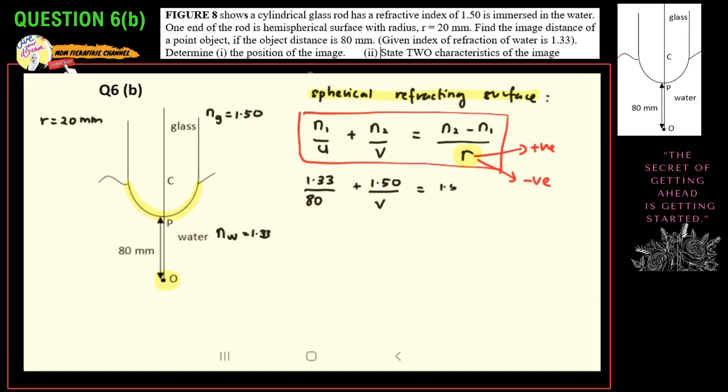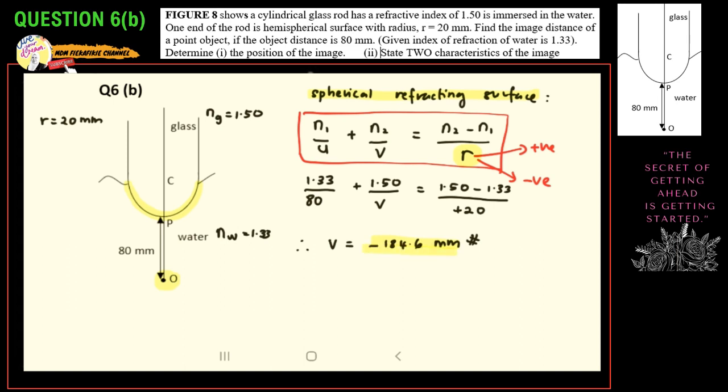So here we can solve for V. So 1.50 minus 1.33, over R, which is positive 20 millimeter. Therefore, press your calculator carefully. So V is equal to negative 184.6 millimeter. Okay, so this is my answer.